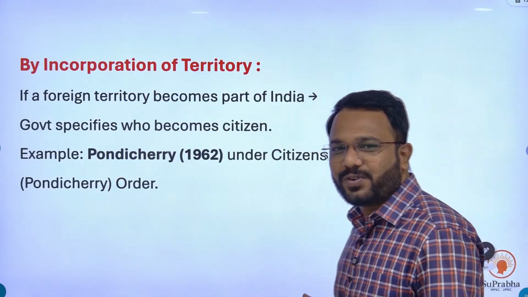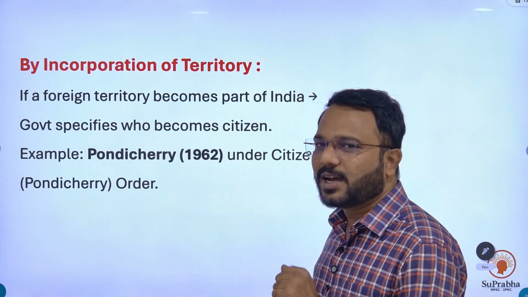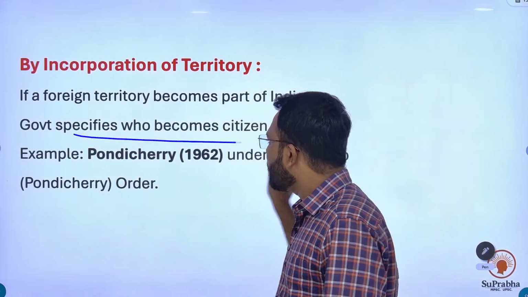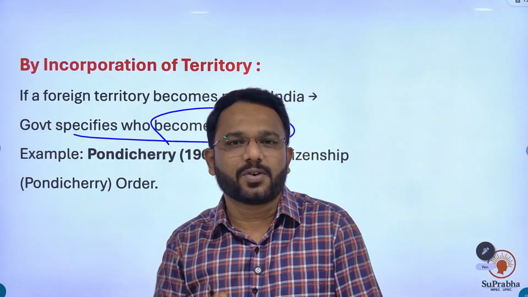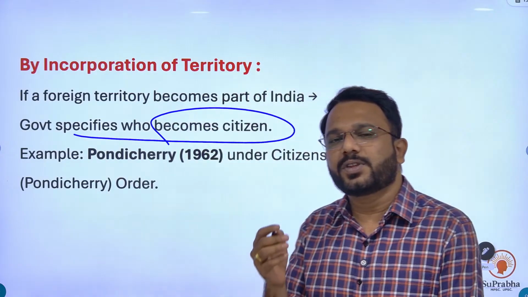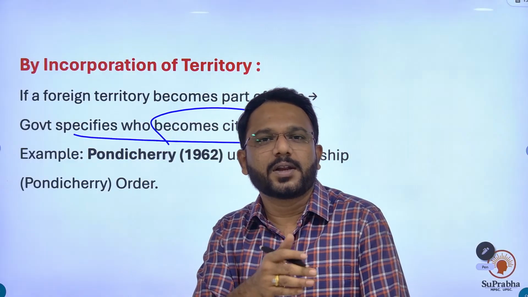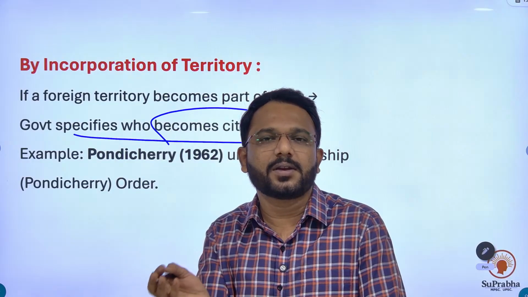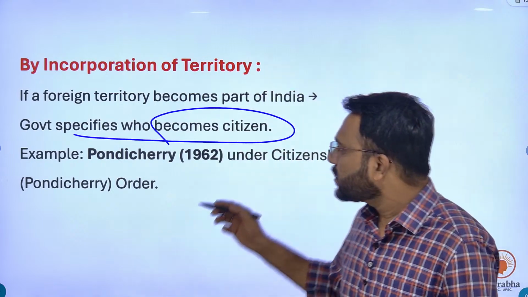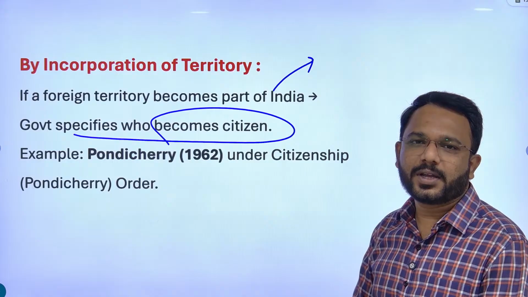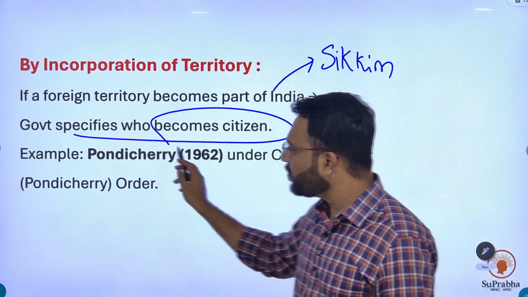If India is involved in war with Pakistan and acquires the entire territory of Pakistan, in that scenario the Government of India will specify which individuals of that territory will become citizens of India. And if the government declares that each and every citizen of that territory will become Indian, each and every individual will get citizenship. This provision was carried out in two cases. The first is Sikkim and the second one, mentioned here, is Pondicherry.